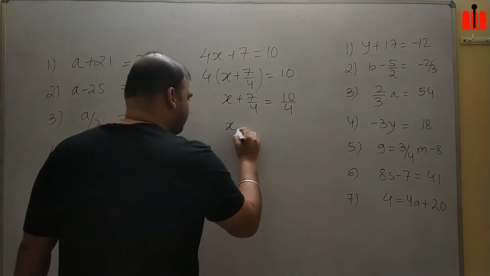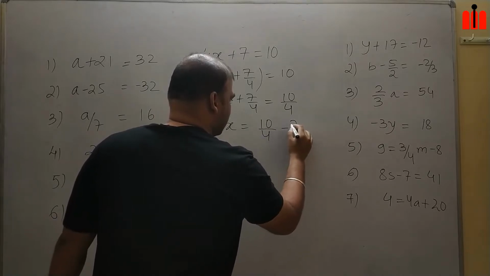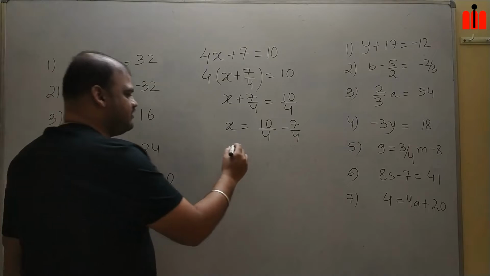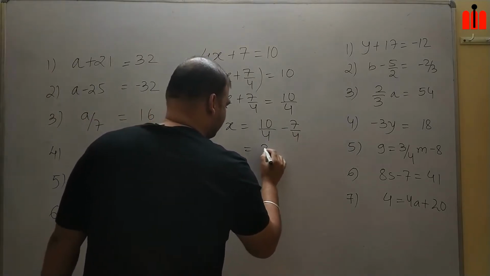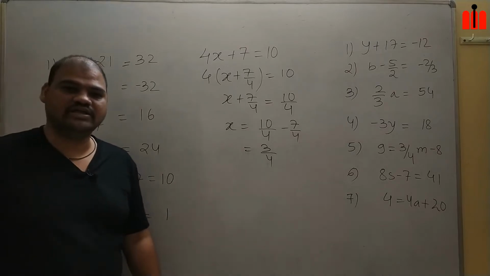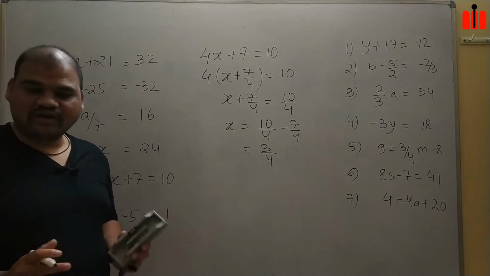Now 7 by 4 is in addition, so it will go to RHS. It will be in subtraction. So it will become 10 minus 7, which is 3 by 4. LCM is 4. So 10 minus 7, it is 3. So 3 by 4. Are you getting it?